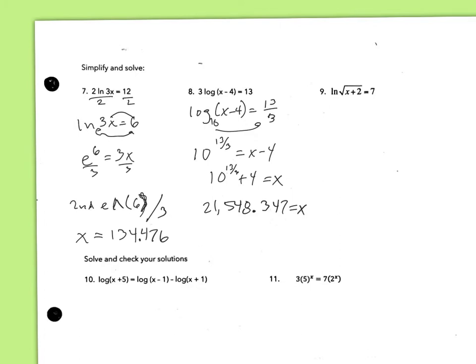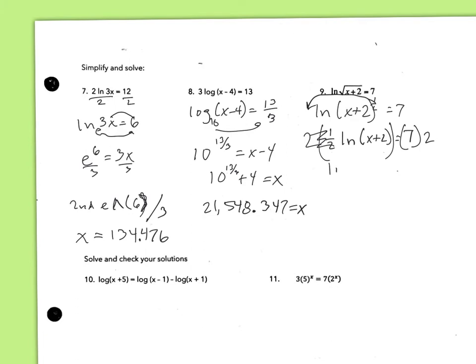Everyone's favorite square root. Switch that to the 1/2 power. And now, of course, we can bring this down out in front. So we have 1/2 natural log of x plus 2 is equal to 7. Well, we can't have this 1/2 here. So you can either divide both sides by 1/2 or multiply both sides by the reciprocal. I'm going to multiply both sides by the reciprocal. I'm not squaring, I'm multiplying. So this is gone. So the natural log of x plus 2 is equal to 14.